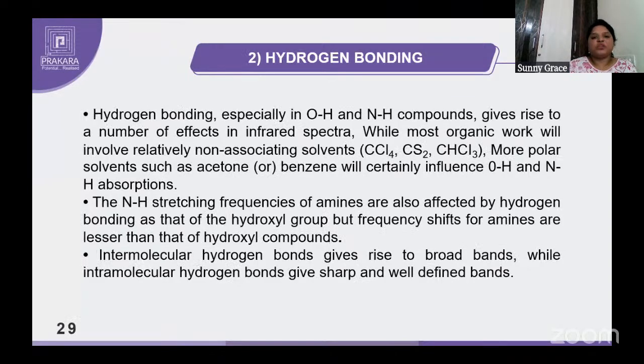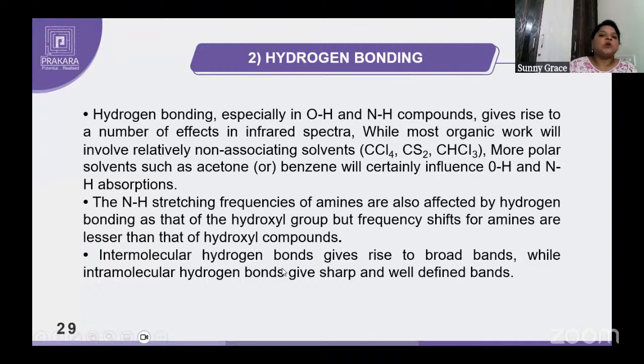And the next one is hydrogen bonding. Generally, whenever groups like oxygen or nitrogen are present, hydrogen bonding is observed in the infrared spectra also. When we do mostly organic work, it involves relatively non-associating solvents, and more polar solvents such as acetone or benzene will certainly influence OH and NH absorption. So basically what we are trying to say is that intermolecular hydrogen bonding and intramolecular hydrogen bonding are something you will be observing. Intermolecular bonding gives rise to broad bands, and intramolecular hydrogen bonding gives sharp and well-defined bands.